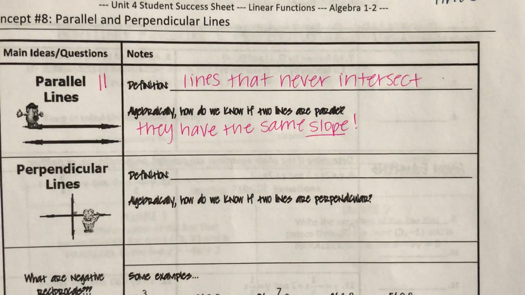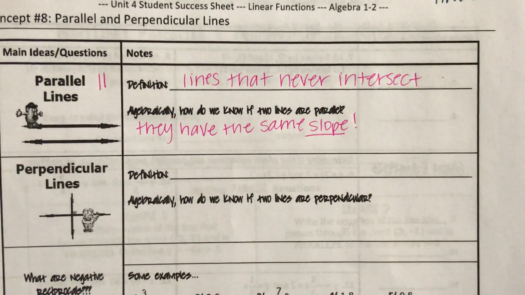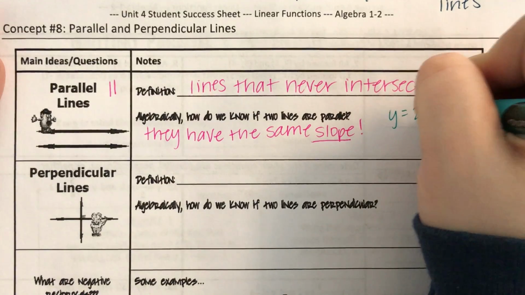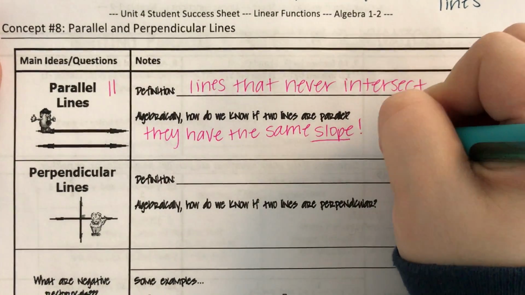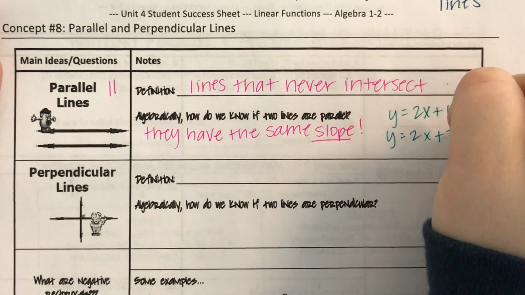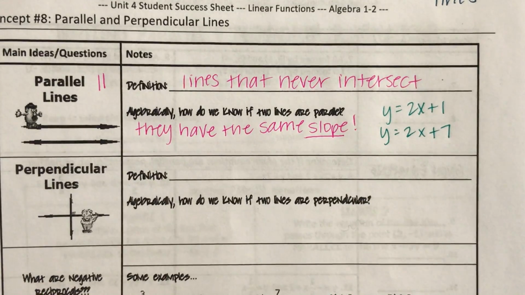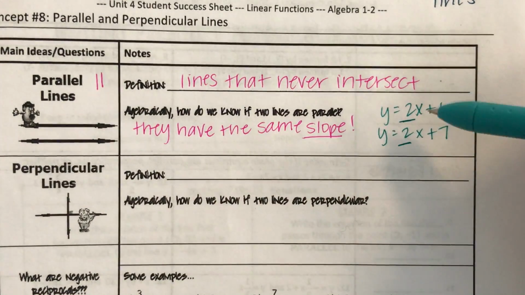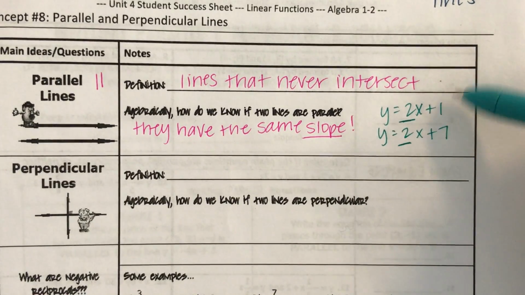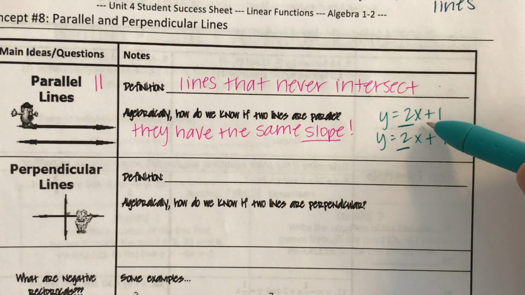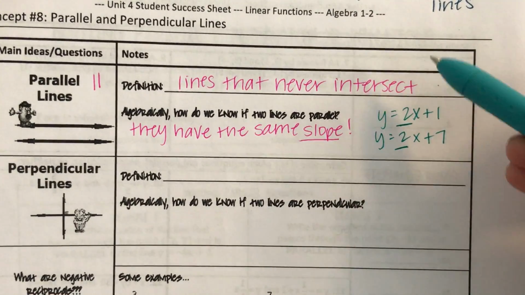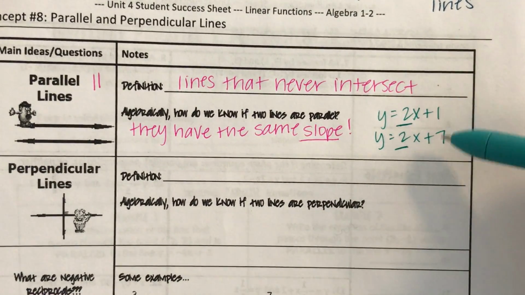Okay? So here's a couple examples of two lines that are parallel. I want you to write this down. y = 2x + 1 and y = 2x + 7. Okay? These two lines have the same slope, therefore they are parallel. It's okay that they have different y-intercepts, because that's really important. If they had the same y-intercept, they would be the same line and they wouldn't be parallel. So you need to have the same slope but different y-intercepts.